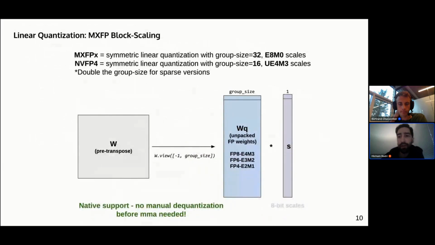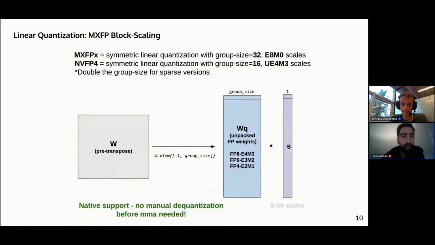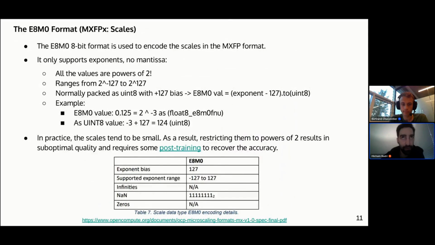Okay, so now we are going to talk about these scales, because that's actually the big difference that might confuse a lot of folks. So these scales here, they are 8-bit, and they take the form of E8M0. E8M0 is a very weird 8-bit format. It's basically just exponent, so there's no mantissa. And this is basically representing just powers of 2, okay? So you can represent values between 2 to the power minus 127 and 2 to the power 127. So the range is extremely large.